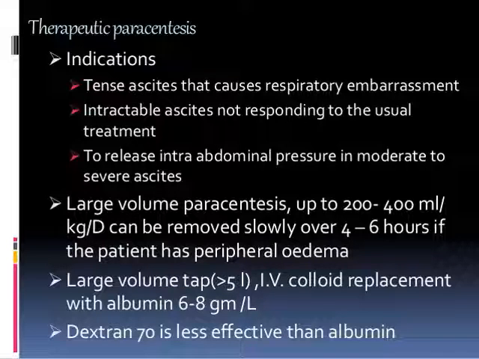What is the meaning of therapeutic paracentesis? First, indications: tense ascites that causes respiratory embarrassment, and intractable ascites not responding to the usual treatment. Third, to release intra-abdominal pressure in moderate to severe ascites. Large volume paracentesis, up to 200 to 400 ml per kg per day, can be removed slowly over 4 to 6 hours if the patient has peripheral edema. For a large volume tap of more than 5 liters, give intravenous colloid replacement with albumin 6 to 8 gram per liter removed. Dextran 70 is less effective than albumin.